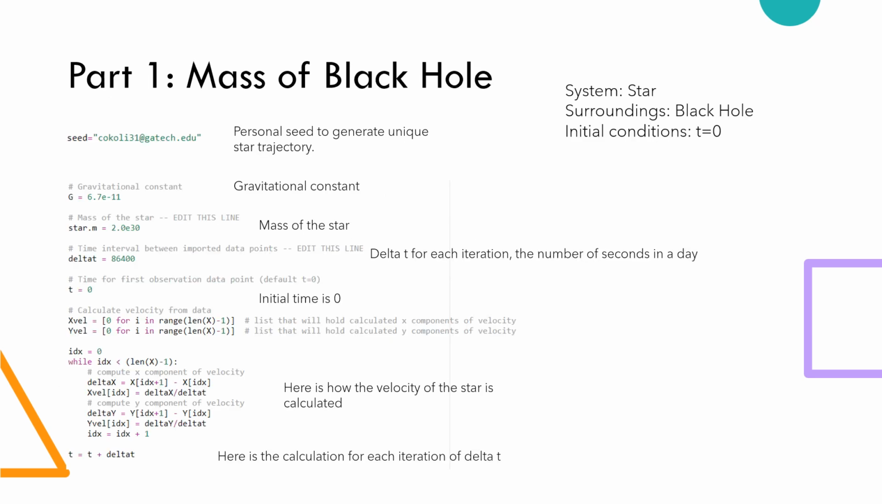Part 1: massive black hole. The program generates a unique star trajectory using my email, as shown. The gravitational constant is as shown, the mass of the star is as shown, delta t for each iteration, which is the number of seconds in an Earth day, is as shown, and the initial time is as shown, which is 0.